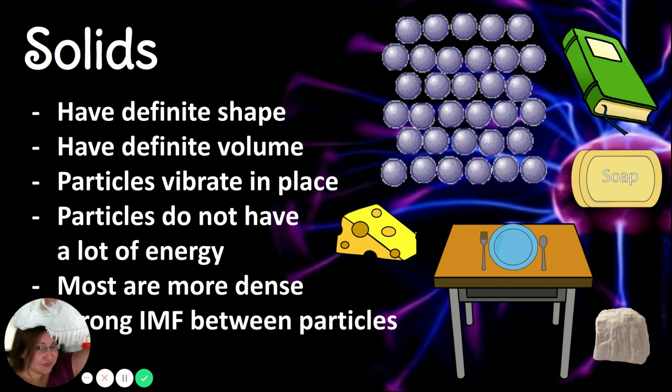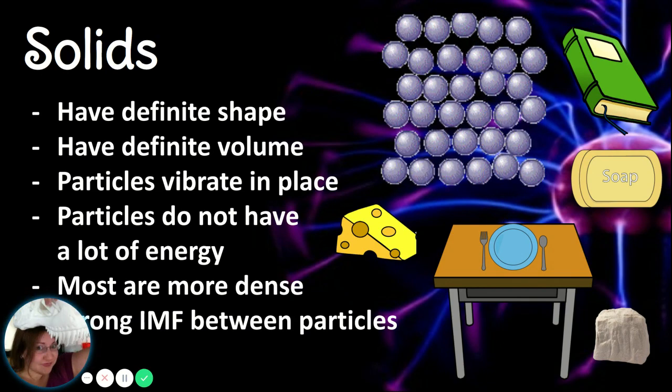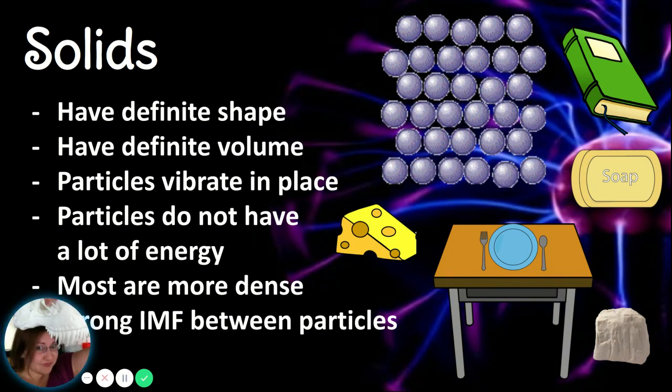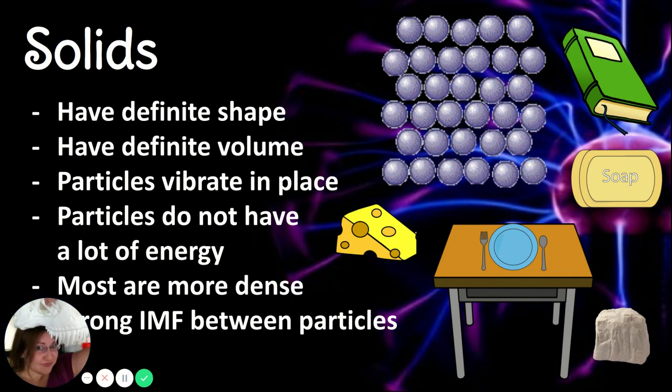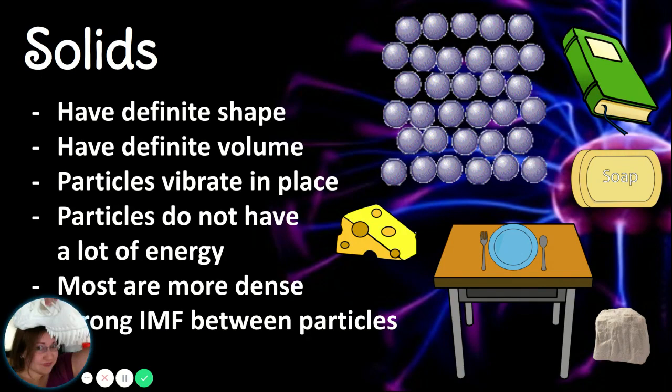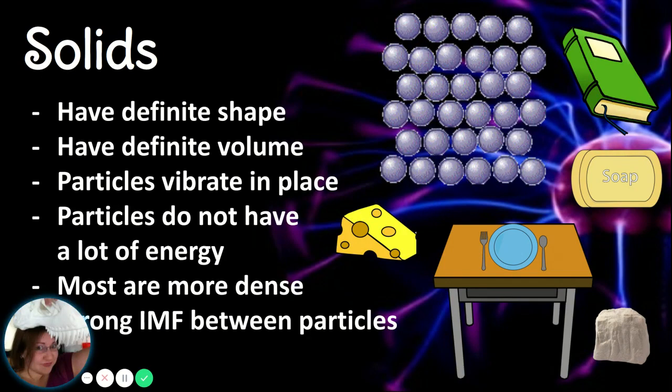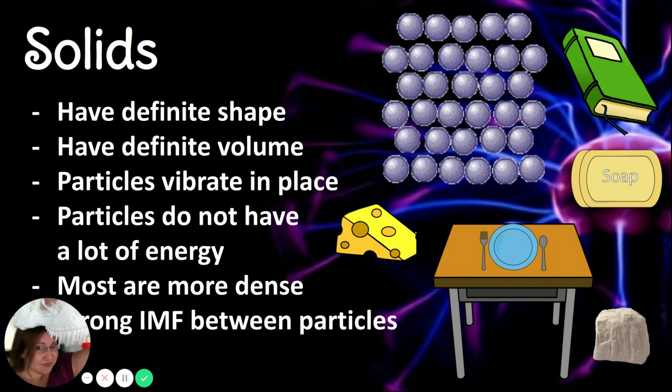So solids do have definite shape and they do have definite volume. What that means is that if a solid were to be placed in different shaped containers, the solid would still retain its shape. And it would also still retain the volume that it has because solids take up a specific amount of space.